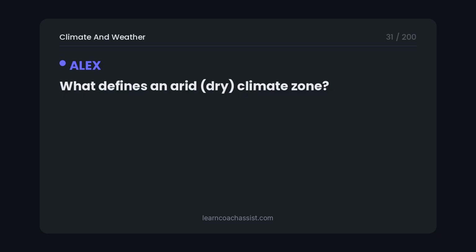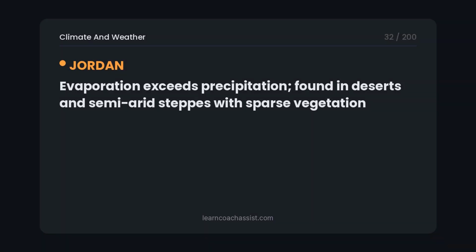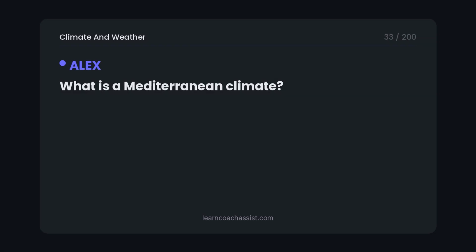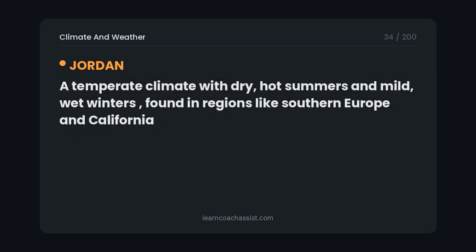What defines an arid (dry) climate zone? Evaporation exceeds precipitation, found in deserts and semi-arid steppes with sparse vegetation. What is a Mediterranean climate? A temperate climate with dry, hot summers and mild, wet winters, found in regions like southern Europe and California.